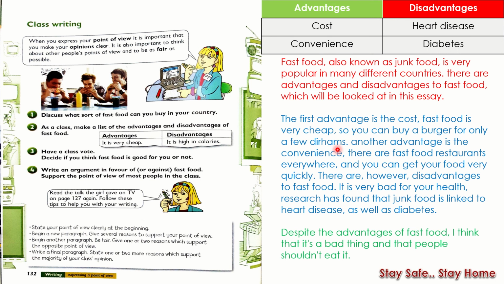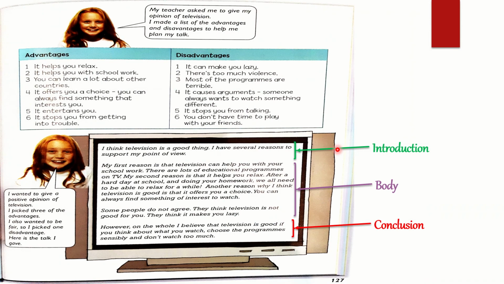Just to sum up, guys, on page 127, I asked you to remember this page because it's going to benefit us in the opinion essay, and here it is. Look, first step, always think about the advantages and disadvantages of the thing that you are arguing about, and you state them. Here she is talking about television. My teacher asked me to give my opinion of television. I made a list of advantages and disadvantages to help me plan my talk.